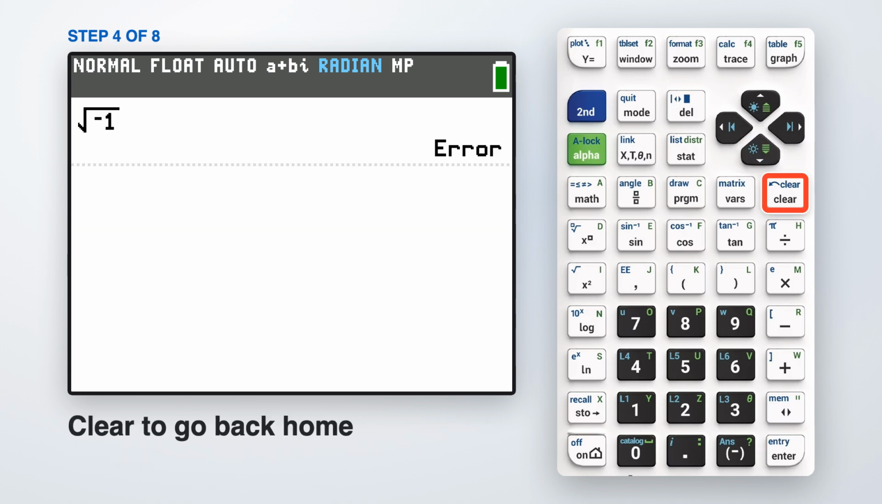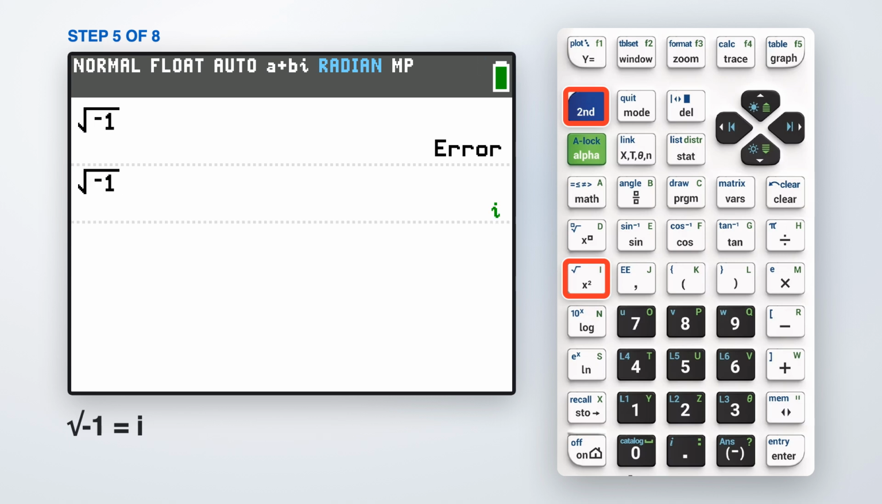Press clear to go back to the home screen. Try the square root of -1 again. This time the calculator returns I.